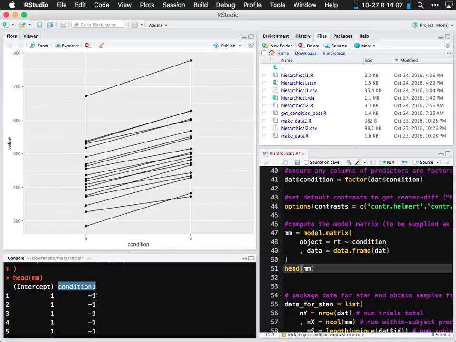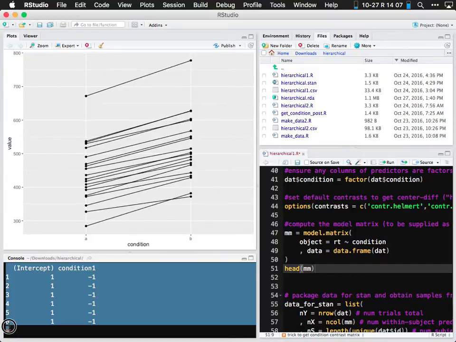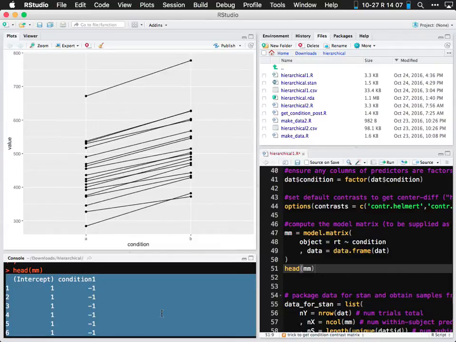Now I had you guys doing negative 0.5 and positive 0.5 before. Model matrix automatically puts negative 1 and 1. That won't be an issue though, because I have a different function that will automatically get the predictions on the proper scale. So don't worry about that change from negative 0.5 and 0.5 to now being negative 1 to positive 1.